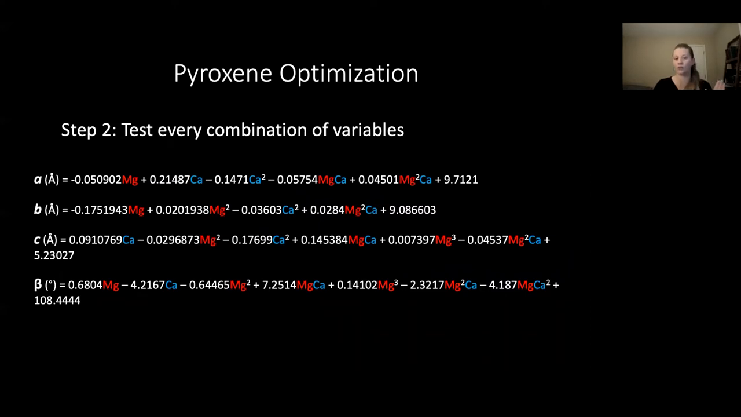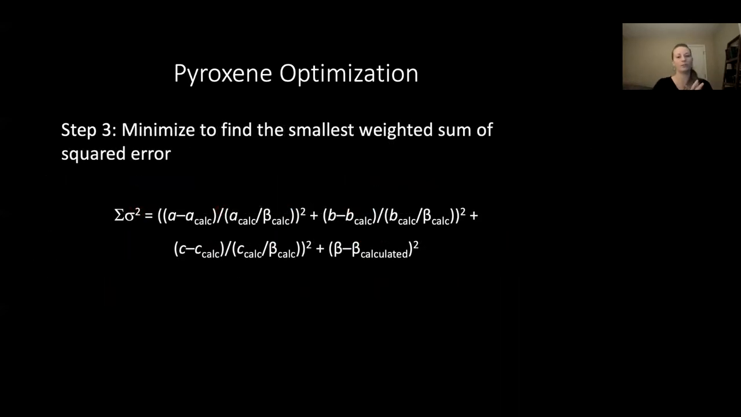So here we're looking at the results for augite, for pigeonite. The results for augite are very similar, and orthopyroxene is a little bit simpler because it's orthorhombic, but pretty similar. And so the next step then is to minimize the equation. So we want to find the smallest weighted sum of squared error of the observed unit cell parameters versus the calculated unit cell parameters. And the chemistry that minimizes that error is our optimal solution.